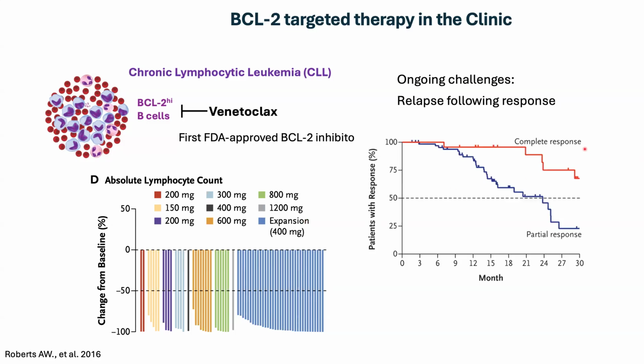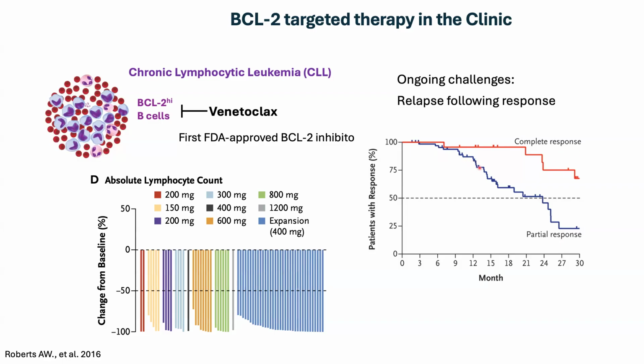However, there are ongoing challenges, and one of those is the emergence of therapeutic resistance. So the CLL can become resistant to venetoclax. This plot here sort of exemplifies the problem. What you're looking at are patients who had a very good response to venetoclax, shown in red, so a complete response, indicating that CLL cells could not be detected in the blood of these patients after receiving venetoclax. And they go on to survive for many years.